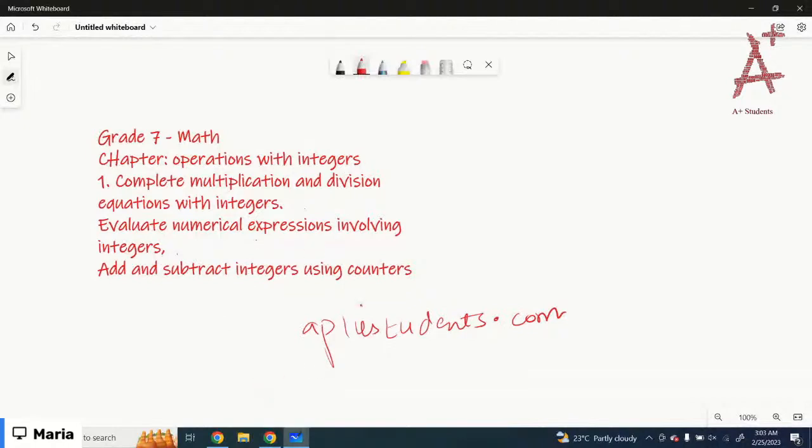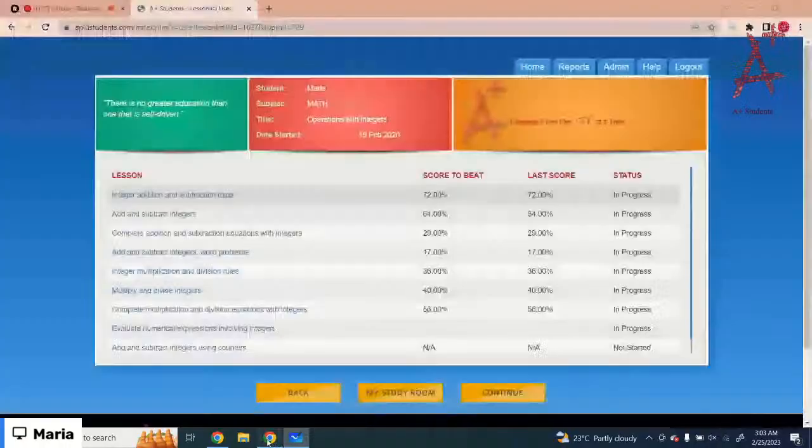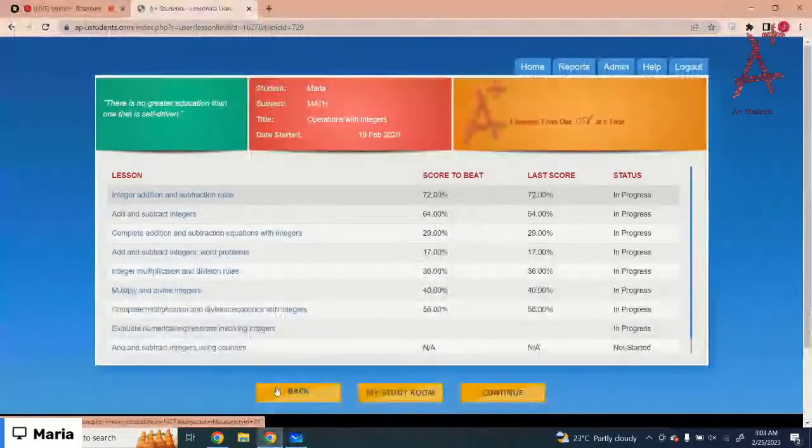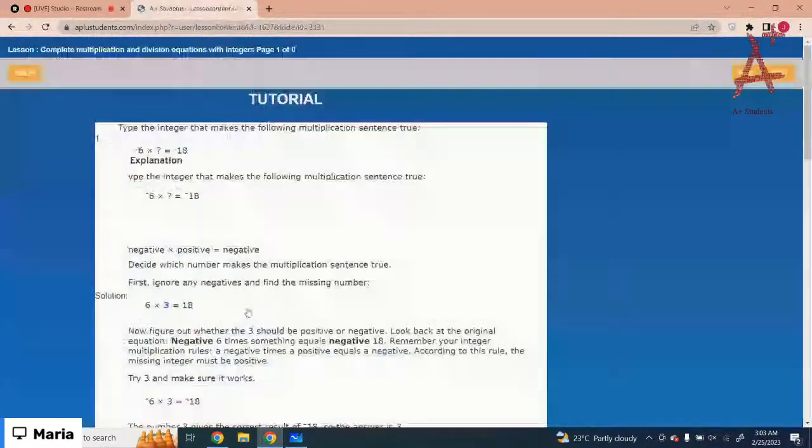So let's just start with the first lesson. Here I'm on grade 7 maths. The lesson name is operations with integers. Let's start with the first lesson, complete multiplication and division equations with integers. The first one is: type the integer that makes the following multiplication sentence true. You basically have to find the missing number.